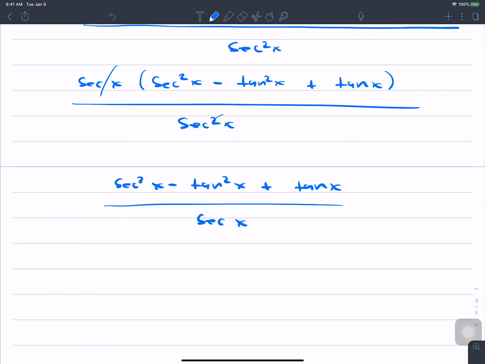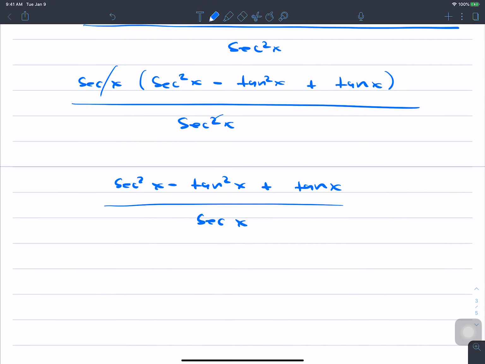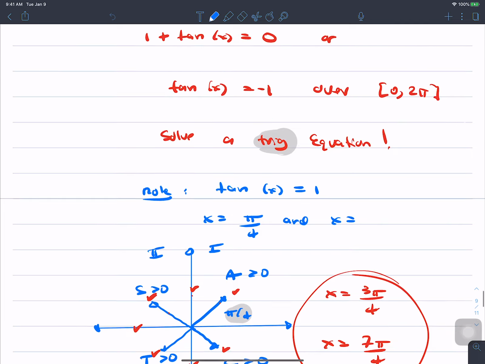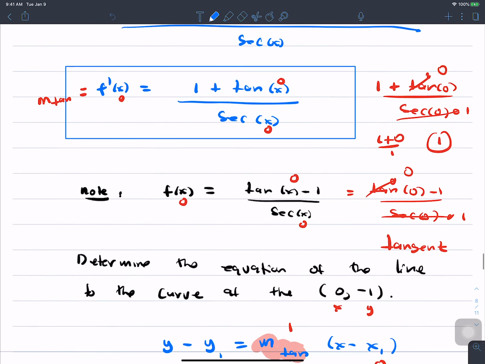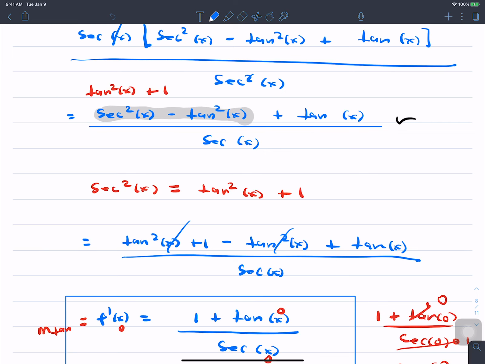Now, secant squared minus tangent squared, if you remember what we did this morning, let's try to find that one. Right, I think it's here. Secant squared minus tangent squared. Yeah, that's what it is. We use this identity here this morning. So we can actually do something like this.